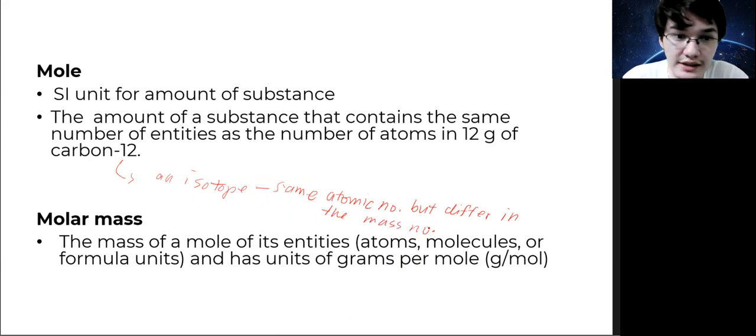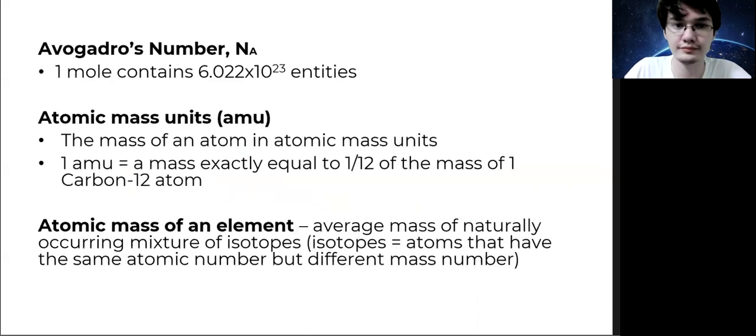So for molar mass, it is the mass of a mole of its entities. Entities may pertain to atoms, molecules, and formula units, and has units of grams per mole. Next, we have the Avogadro's number. Its use is to determine how many molecules, atoms are there in one mole of a substance.